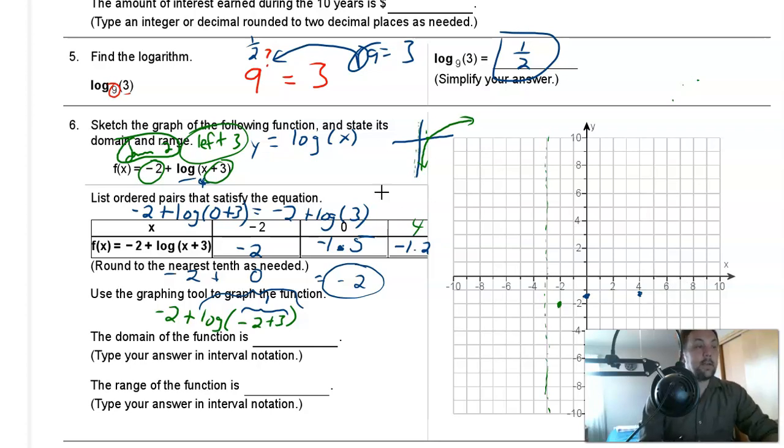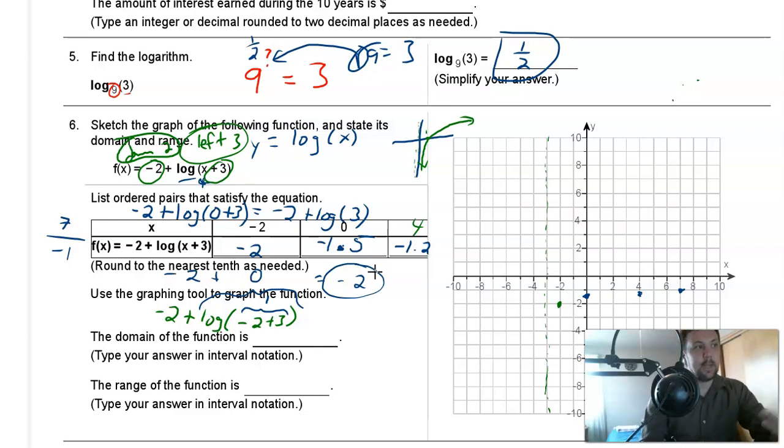You don't reach -1 until you plug in 7 here, right? Because for base 10, the next nicest number that you can get is if you plug in a 7. So if I were to plug in 7 for x, I get 7 plus 3 here, which is 10. Log base 10 of 10 is 1. Right? How many powers of 10 does it take to equal 10? The answer is 1. -2 plus 1 is going to give me -1. Right? And so I won't reach 1 until I get this far out. And it's even worse after that.